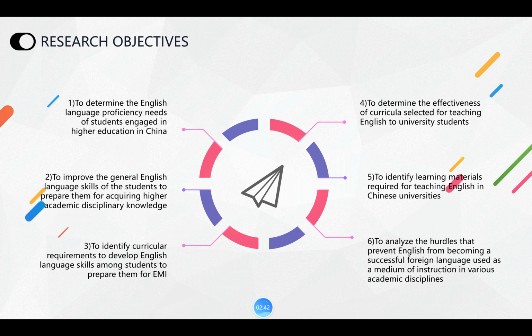3. To identify curricular requirements to develop English language skills among students to prepare them for EMI. 4. To determine the effectiveness of curricula selected for teaching English to university students. 5. To identify learning materials required for teaching English in Chinese universities. Last one, to analyze the hurdles that prevent English from becoming a successful foreign language used as a medium of instruction in various academic disciplines.